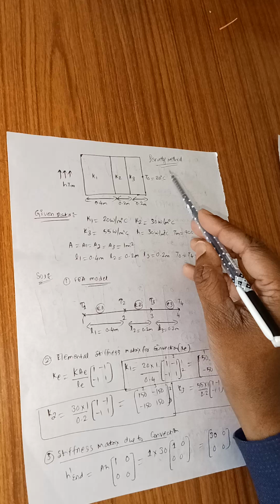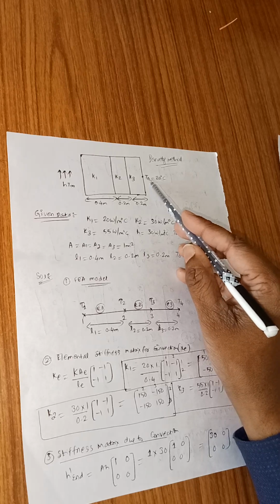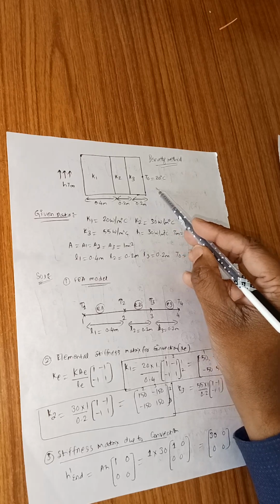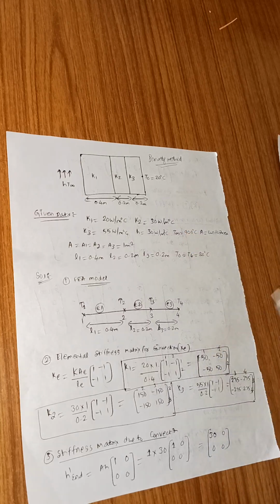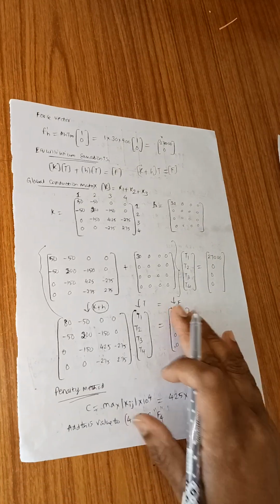That is given. So when that is given, as the fourth nodal temperature is given, you have to add to 4 cross 4, that is fourth row and fourth column, that one element with 4, 4. There you have to add it. So that one I'll just show you in this matrix here clearly.